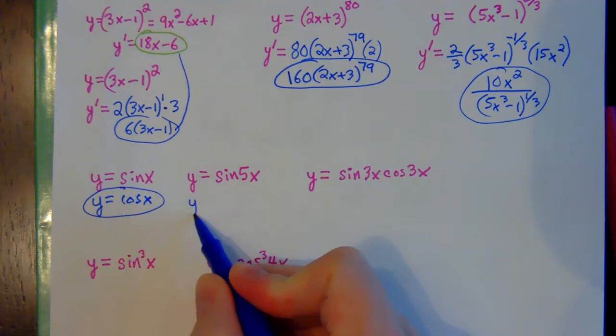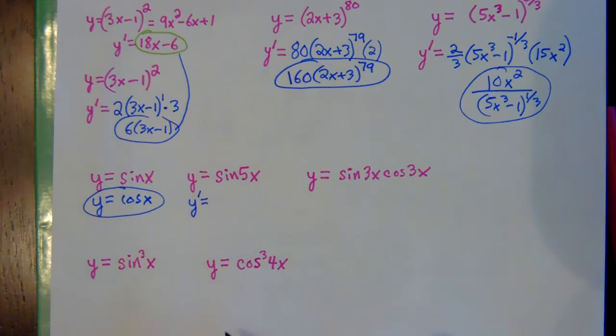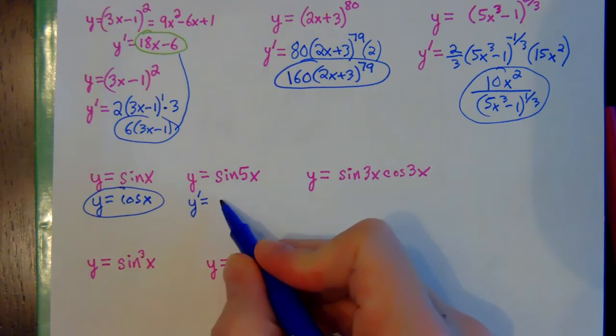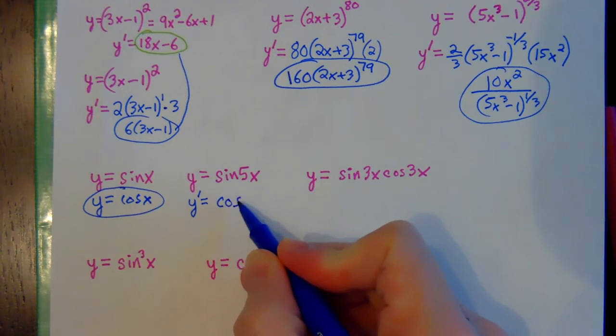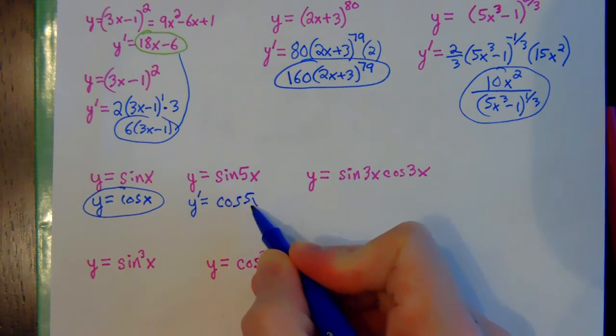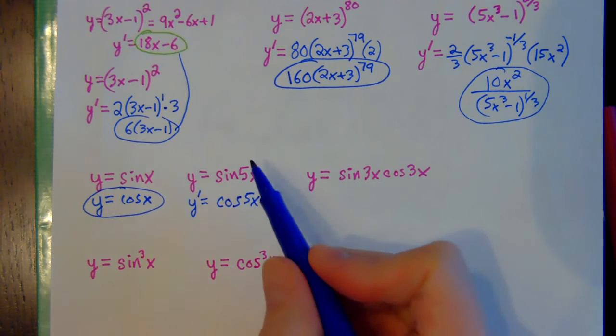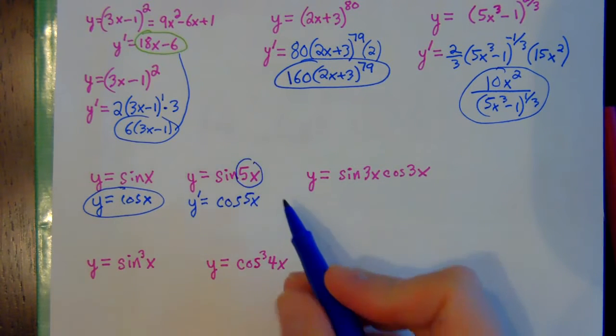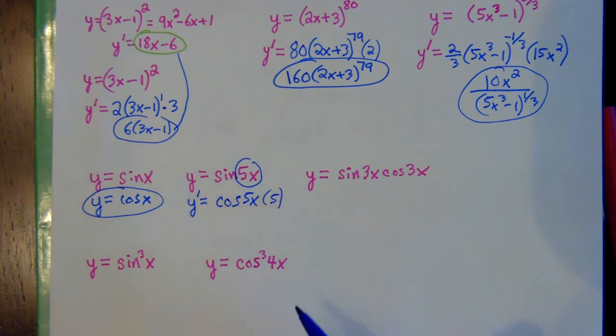And now if you have a different angle, watch how easy this is. When you have sine of an angle, what you're going to do is the derivative, which is going to be cosine of that angle. Leave that angle alone. But now you have to times it by the derivative of that angle. You're going to times it by 5.